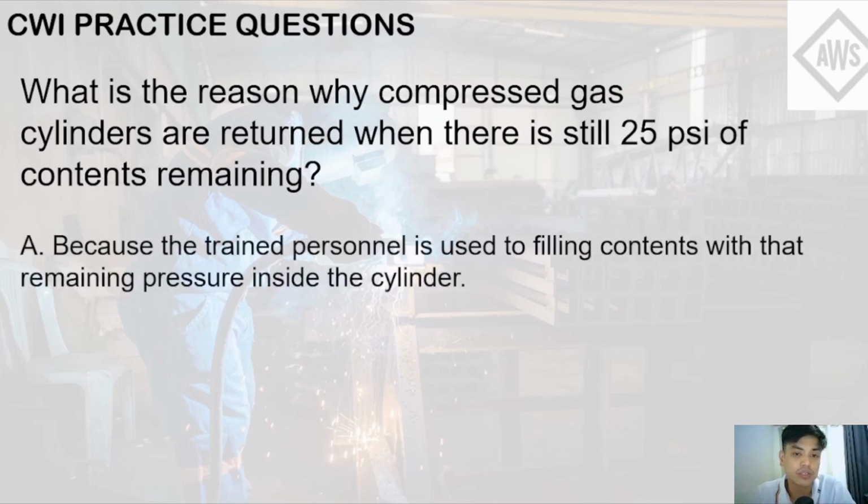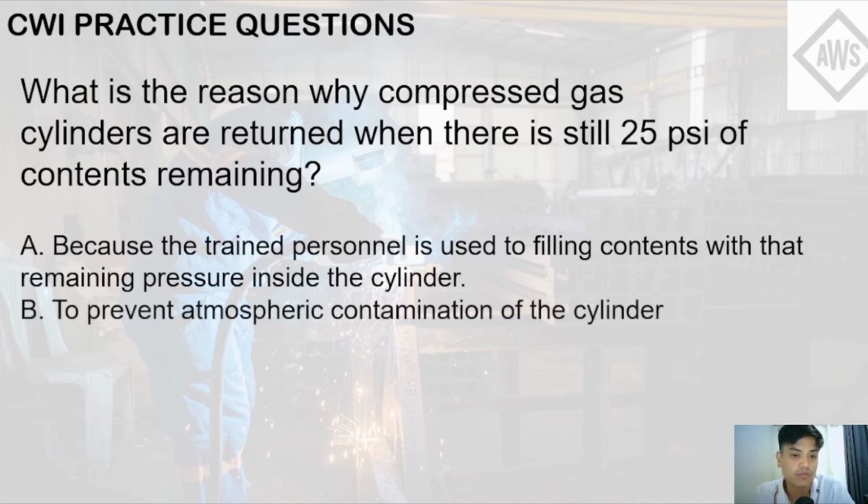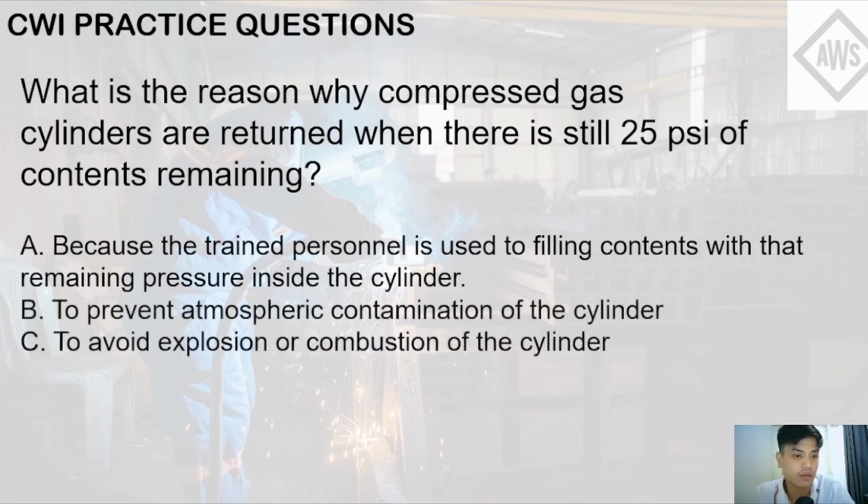A, because the trained personnel are used to filling contents without remaining pressure inside the cylinder. B, to prevent atmospheric contamination of the cylinder. C, to avoid explosion or combustion of the cylinder. D, none of the above. So letter A, the trained personnel part is true. It is true that they're used to filling contents without remaining pressure. But the question here is, what is the reason behind it? Letter B, to prevent atmospheric contamination of the cylinder.